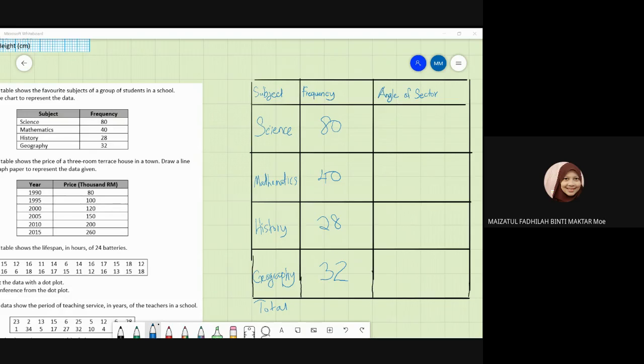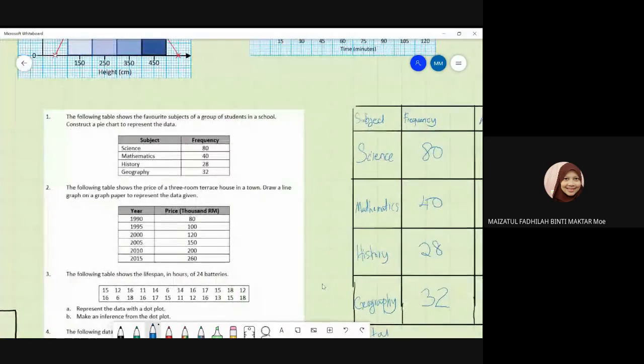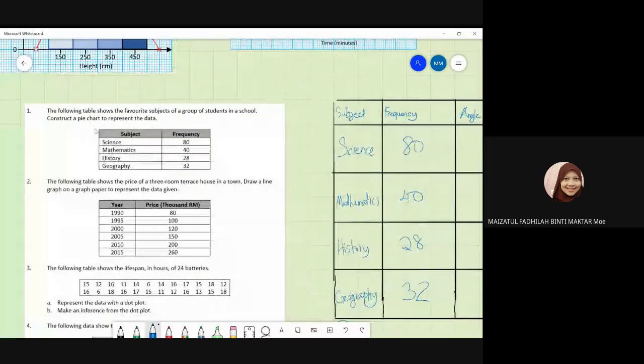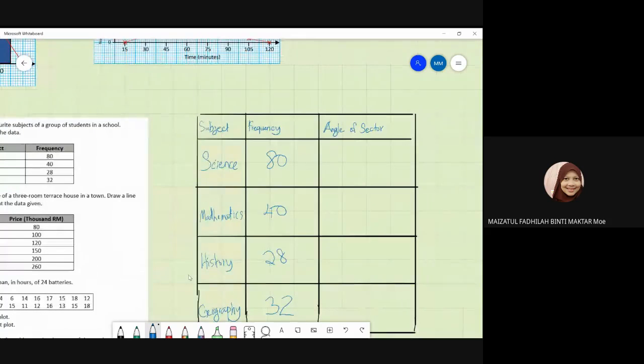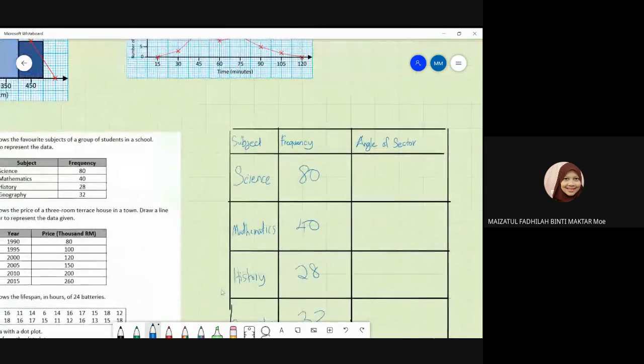So all of you, see the board that I present to you. If you see the first question here, the question given to you is the favorite subject of a group of students in a school. Construct a pie chart to represent the data. For this one, I cannot ask one or two of you who wants to answer, so I will just show the calculation. But make sure you check whether your answer is correct or not. If you have a mistake, please do a correction.